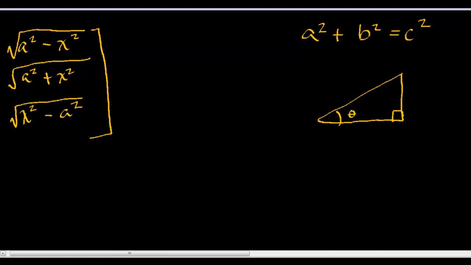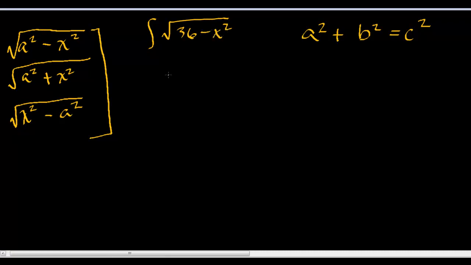So I would posit that it might be more helpful if you draw the triangle at the beginning. And if you do that, you won't even have to memorize the three substitutions that you need to do because they'll arise naturally from the triangle. Let's take this integral, which is one of the problems from the homework, 36 minus x squared. And I'll rewrite it in the three different forms.